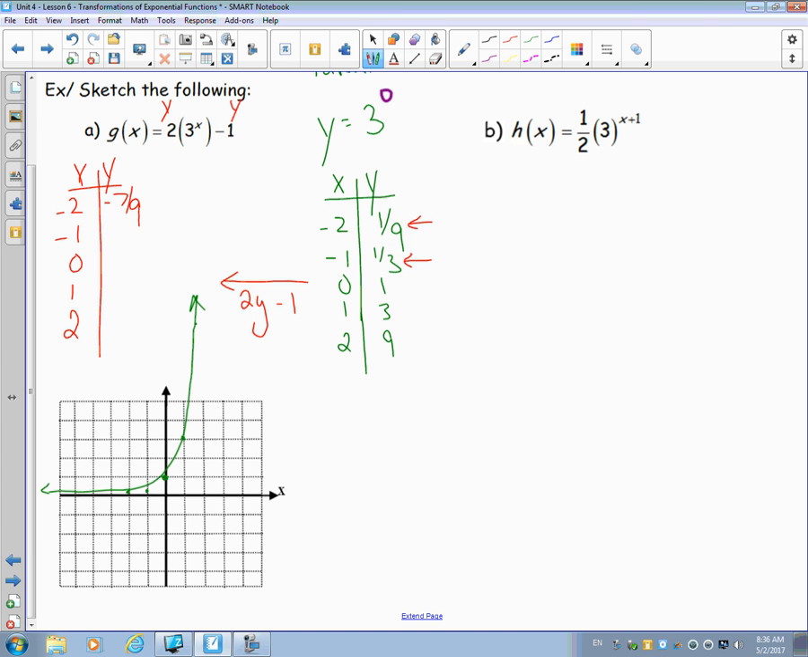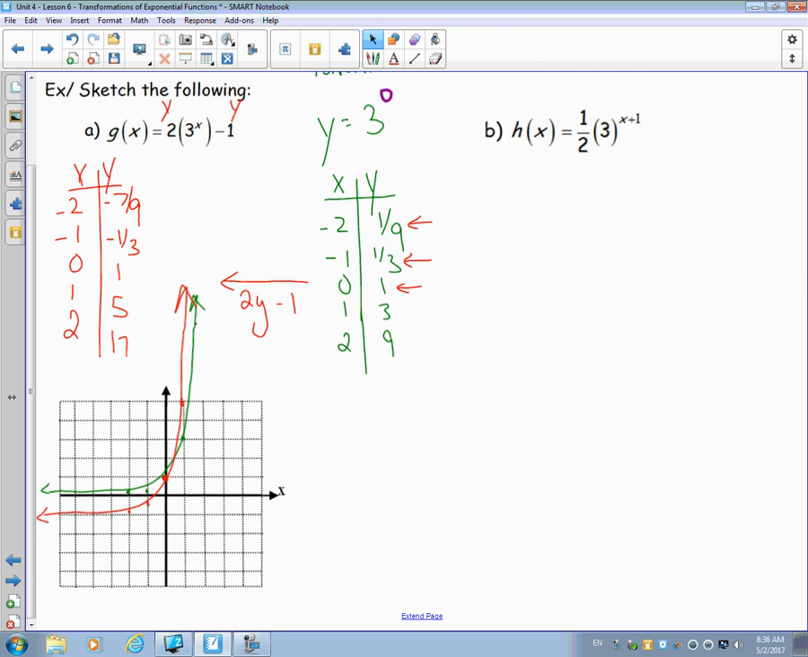We'll do the same thing to this one. 2 times 1/3 is 2/3. Minus 1 is -1/3. 2 times 1 minus 1 is 1. Then 5. Then 17. And we can graph that. So -2 and -7/9 is down here. -1 and -1/3. 0 and 1. 1 and 5. 1, 2, 3, 4, 5. And we get a function that looks like this. It's been stretched and it's been moved down.